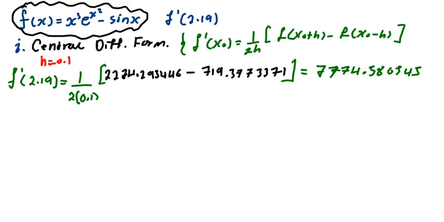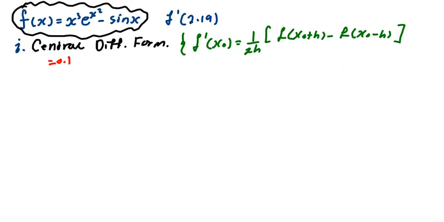Okay, so you have to save that value. I myself have saved it somewhere. Okay, so that is when we use the central difference. That's the value of the approximation when you use h equals 0.1.